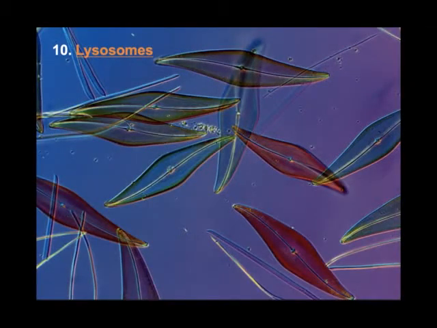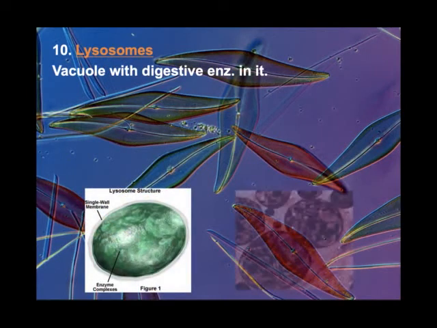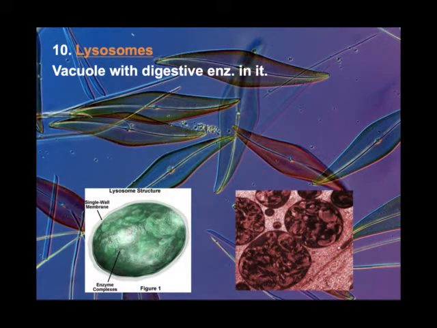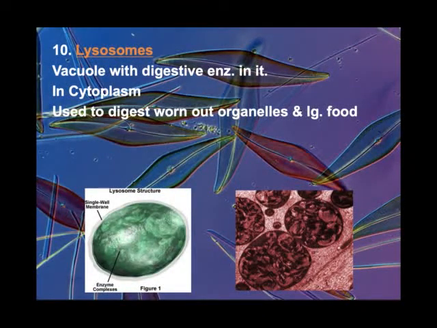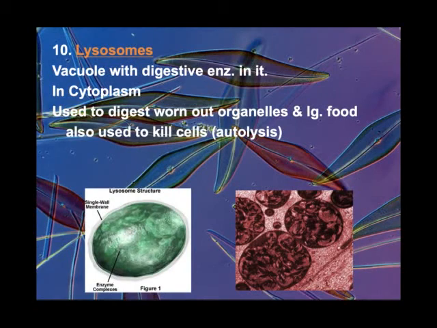Oh, I lied. We're having one more organelle. The last one we're going to talk about today is lysosomes. A lysosome is a vacuole with an attitude. It has digestive enzymes inside of it, and these digestive enzymes break out when the vacuole is broken open. The digestive enzymes pretty much go to town on whatever happens to be nearby. Lysosomes are found in the cytoplasm and they're used to digest worn out organelles, large food particles, invaders, that kind of stuff.